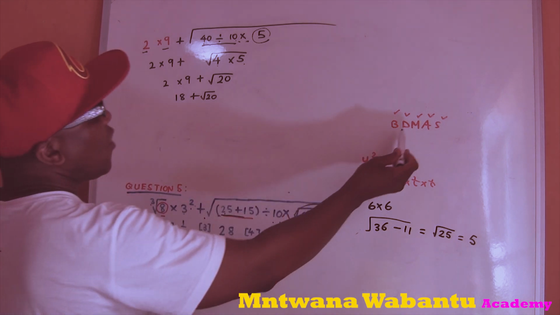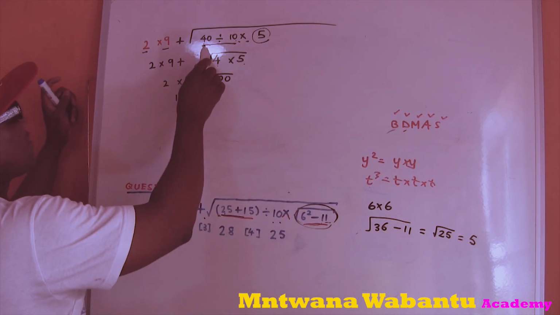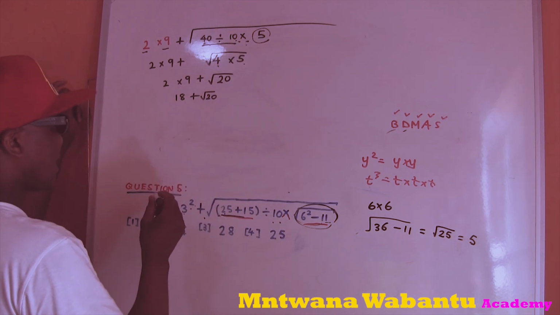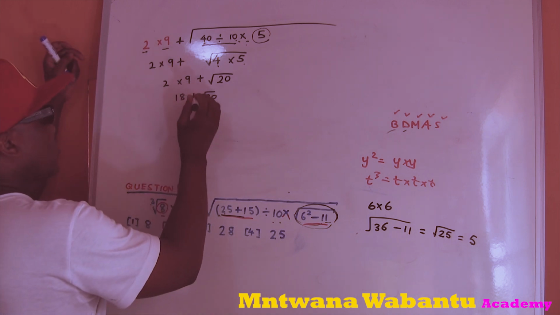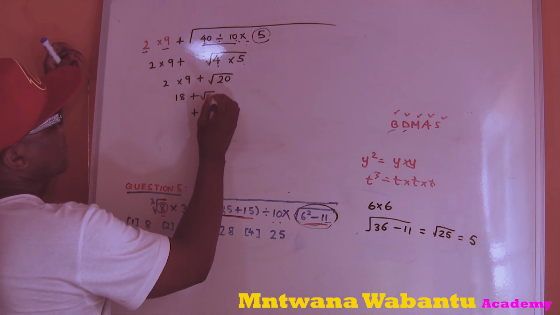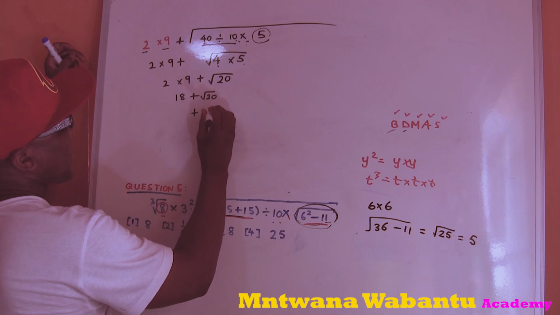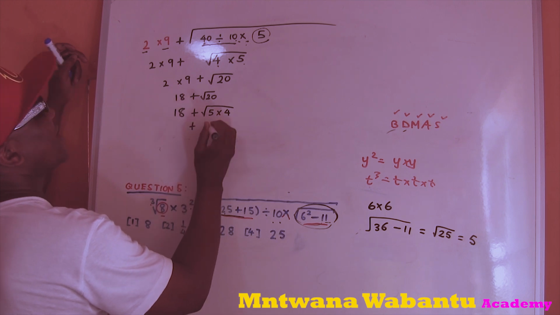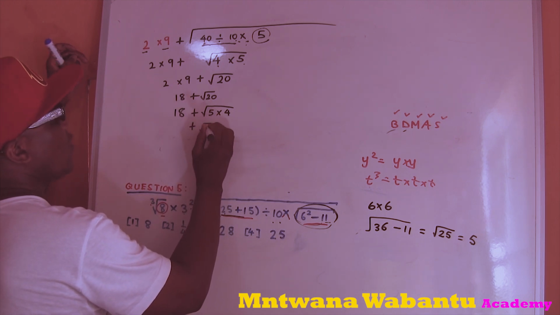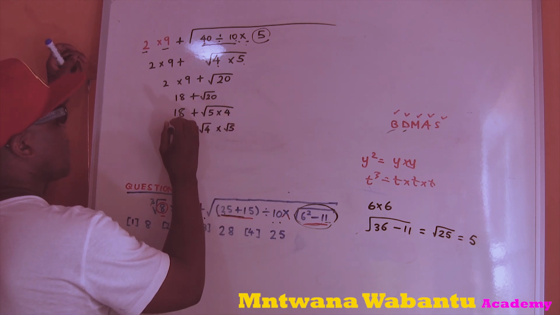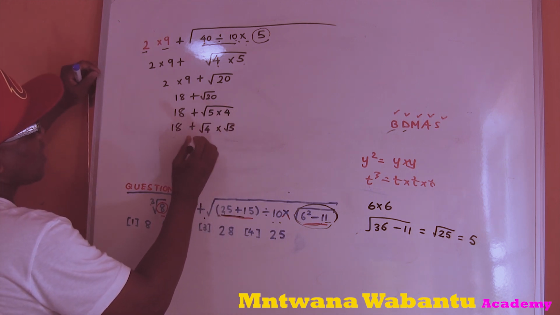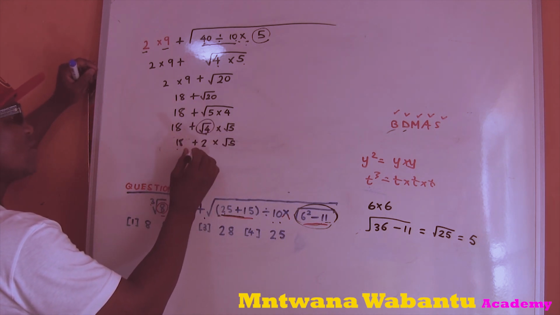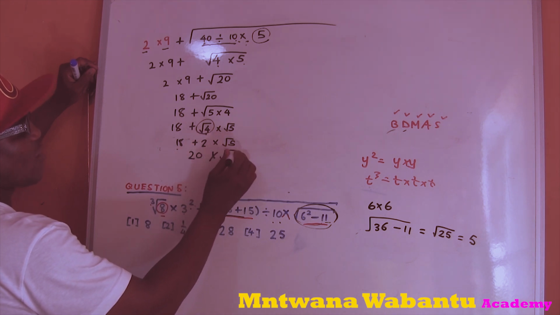Now we go. So BODMAS, bracket, now division. Oh yes, I have division. 40 divided by 10 equal to 4. And I have multiplied by 5 equal to 20. So 2 times 9 equal to 18 plus the root of 20. Now 20 is 5 times 4. I can separate it mathematically if you have a root. So square root of 4 times square root of 5 is acceptable. Square root of 4 equal to 2, plus 18, times square root of 5. This is going to give us 20 times square root of 5.